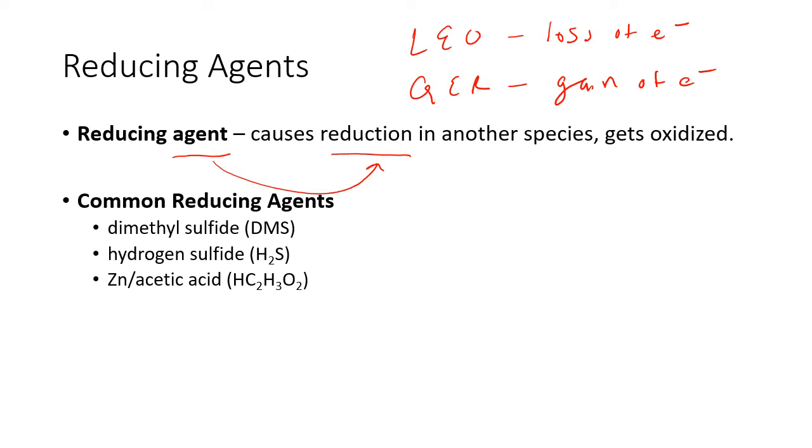As we said a couple slides ago, some common reducing agents to be familiar with are dimethyl sulfide, which is DMS, hydrogen sulfide, and a lot of metals. Zinc is just an example of one. So zinc in acidic solution is a reducing agent.